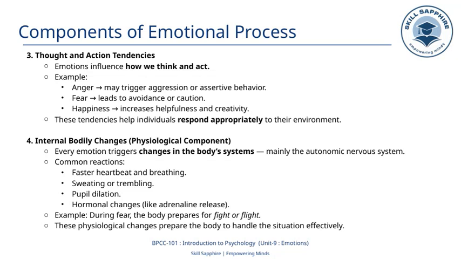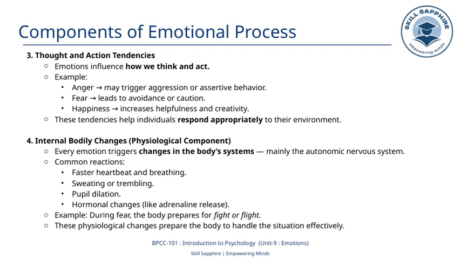Now let's look at the components of the emotional process, starting with thought and action tendencies. Emotions significantly influence how we think and behave. For example, when someone feels anger, it might trigger aggressive or assertive actions. If we're afraid, it often leads us to avoid situations or proceed with caution. Happiness, on the other hand, tends to increase helpfulness and spark creativity. These tendencies are important because they help us respond appropriately to different situations in our environment.